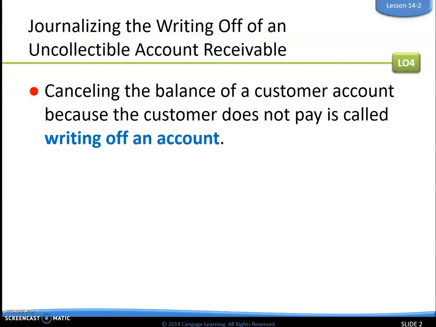So first they're going to explain what writing off an account is. That just means that we're going to cancel the balance of a customer account because the customer does not pay. So remember, we're going to assume that a certain amount of our accounts receivable are going to be uncollectible. And so when we decide that we're not going to get money from this customer, we are going to cancel the balance that's left that they owe us. And so that is where we are writing off an account.